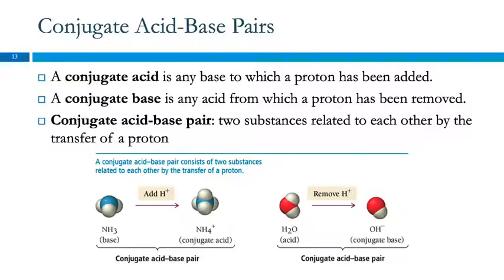So those pairs, the ammonia and the ammonium ion, the H2O and the hydroxide ion, they're said to be conjugate acid-base pairs. And the difference between the acid and the base in the pair is just a proton. So to go from the base to the conjugate acid, you add an H+, you add a proton. If you go from the acid to the base, you remove the proton. So a conjugate acid-base pair are two species that differ only by an H+. One has it, the other doesn't.